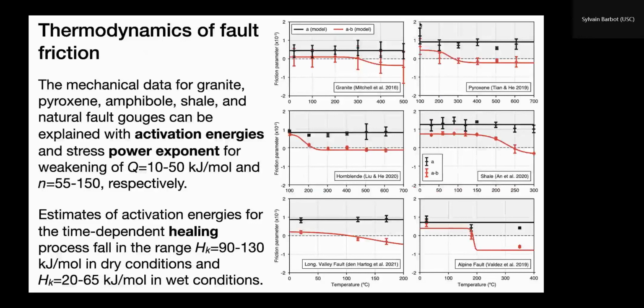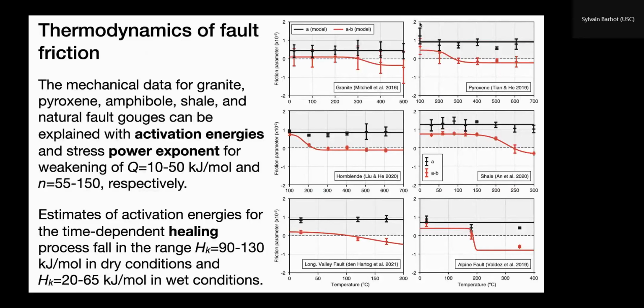So then we can repeat this fitting exercise on different data sets. And those are the ones I introduced in the first half of the talk. And they're quite important because they basically cover a lot of different tectonic settings. We have granite for the continental crust, we have pyroxene for the oceanic lithosphere, we have hornblende in the subduction zone, we have shales in a sedimentary basin. They're important for various plate boundaries. And these are synthetic gouges, typically, well, except for the granite.